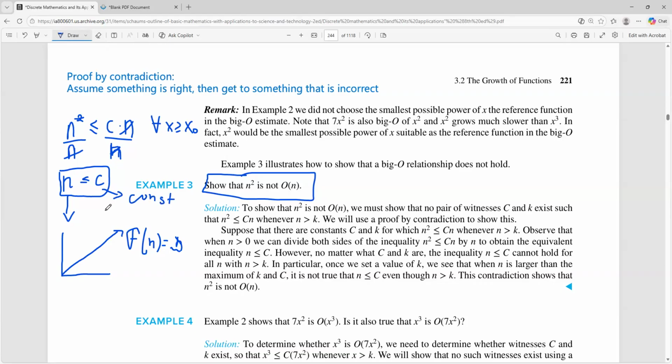But remember, if n is a function, it's always increasing or changing, and in this case it's increasing because the slope is positive. Will it ever be bound by a constant? No, because regardless of whatever constant I choose, n will always go above it. Does that make sense? So that's why this is a contradiction.